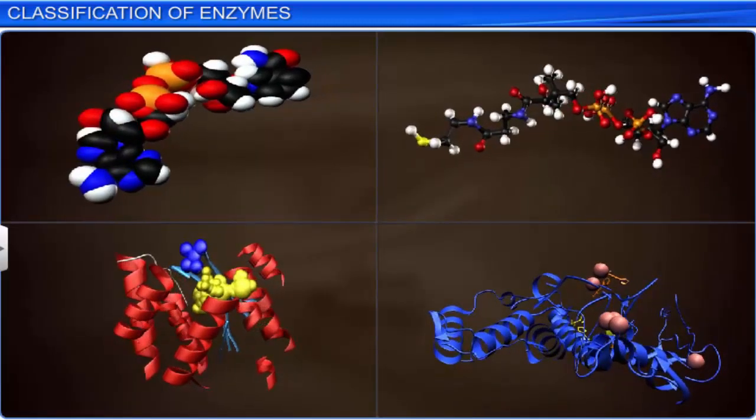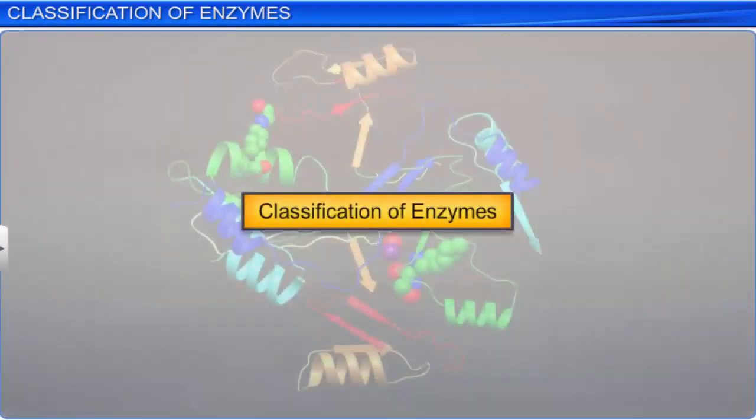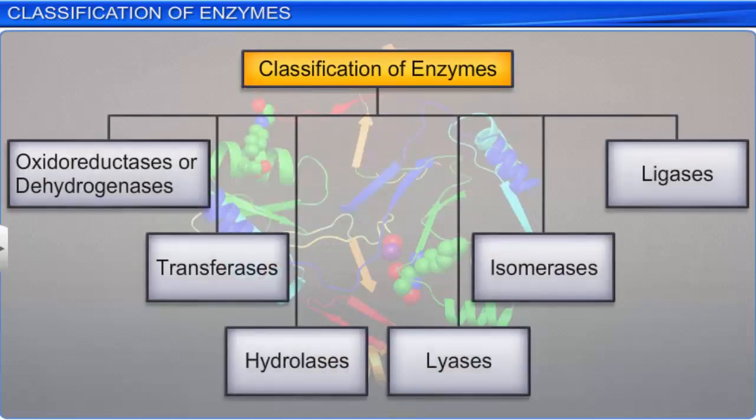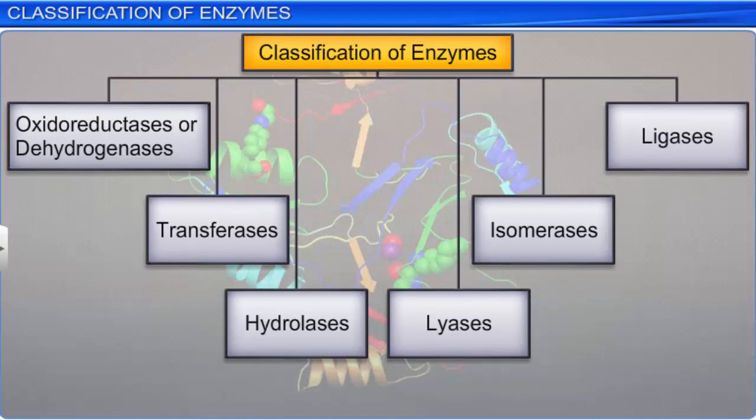Scientists have discovered and studied numerous enzymes. Depending on the types of reactions they catalyze, enzymes have been divided into 6 classes, namely oxidoreductases or dehydrogenases, transferases, hydrolases, lyases, isomerases, and ligases. Each of these classes is further divided into 4 to 13 subclasses, named by a 4-digit number or EC number.